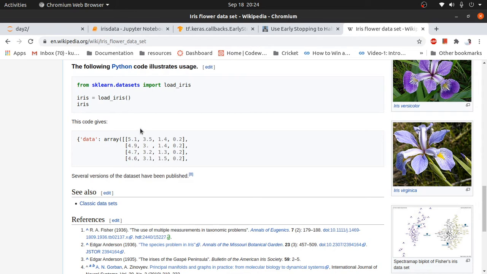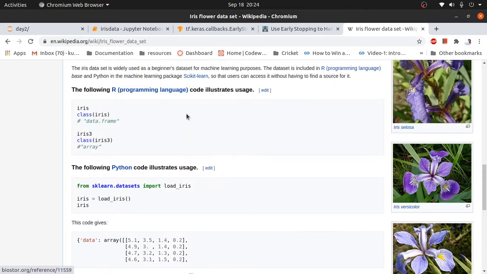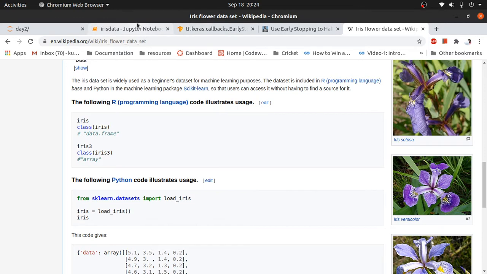The sklearn library also has this. So these are the four features we have been given. With the help of these four features, we have to predict which flower class it is. So this is kind of a hello world dataset for machine learning, and we are solving it with the help of deep learning. So that's what we are going to do.